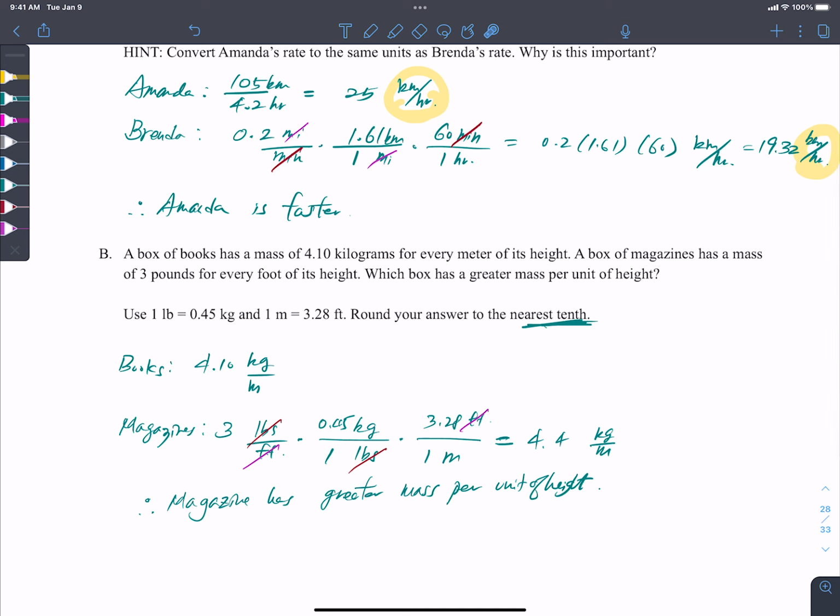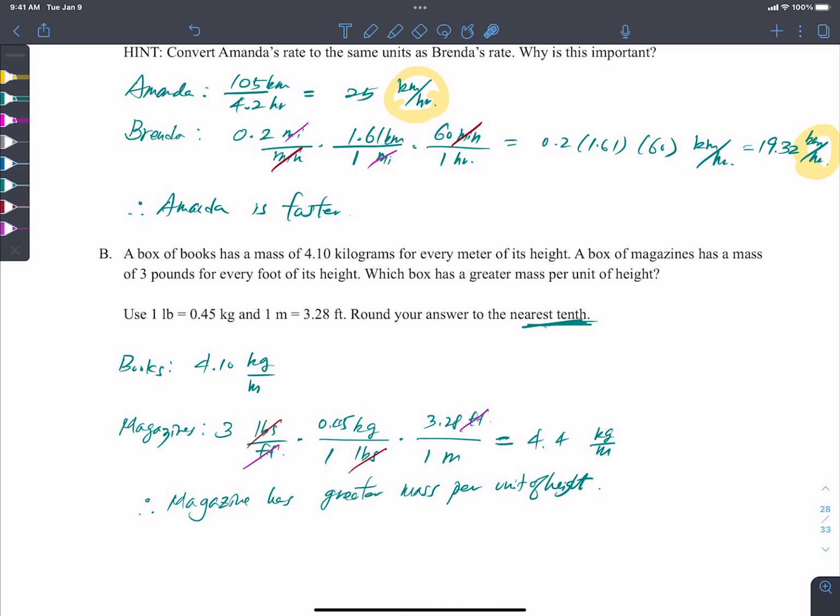In part B, we're going to leave the books alone, which is 4.10 kilograms for every meter of the stack. 1 kilogram, I believe, is 2.2 pounds. So that's about almost 9 pounds, I guess. Yeah. All right.